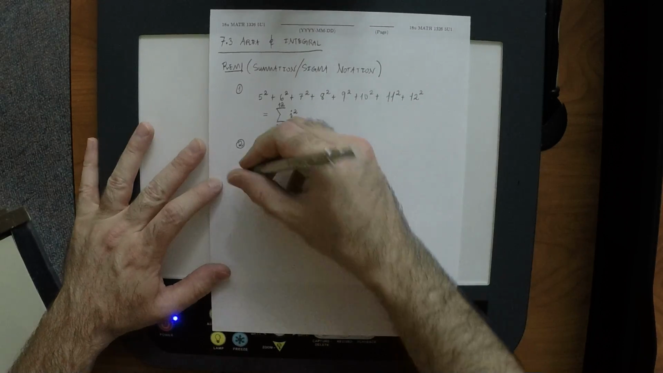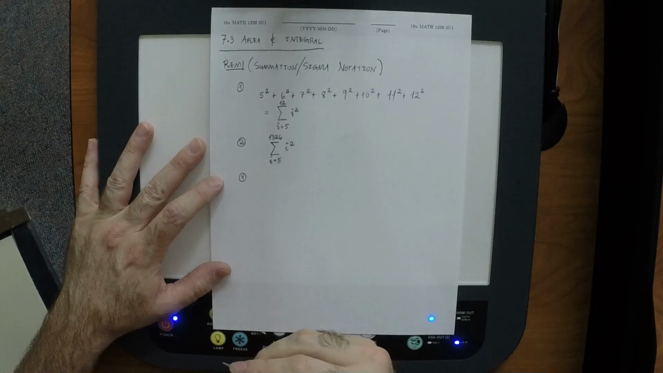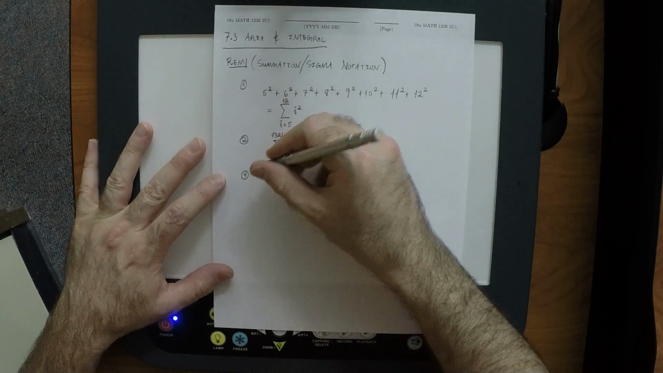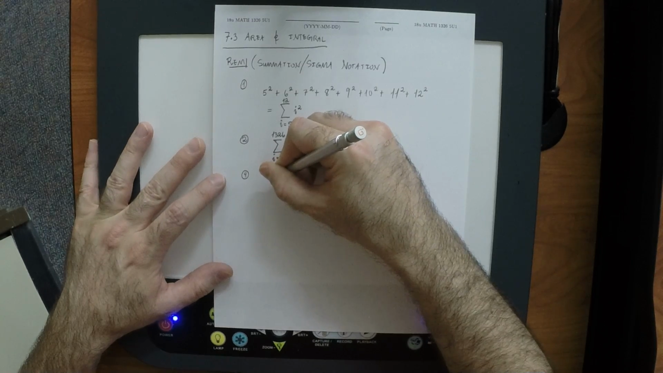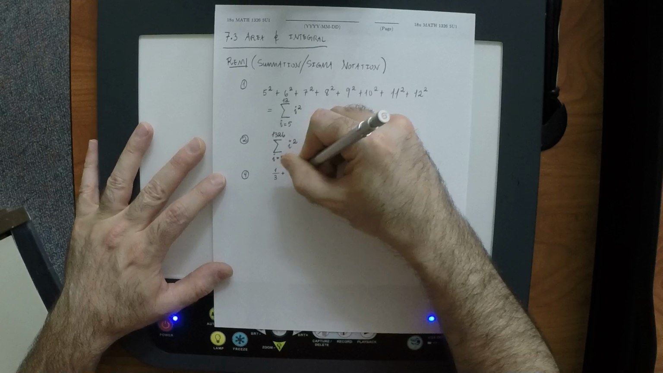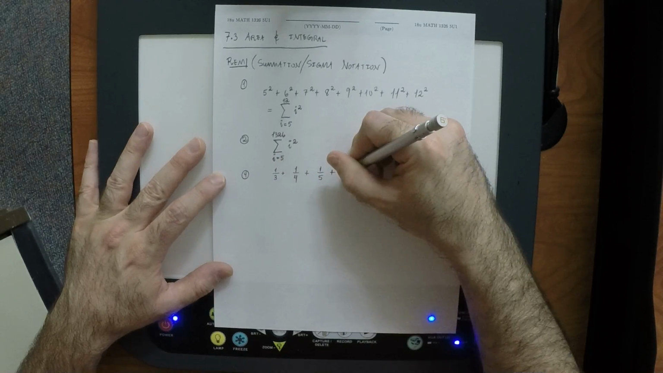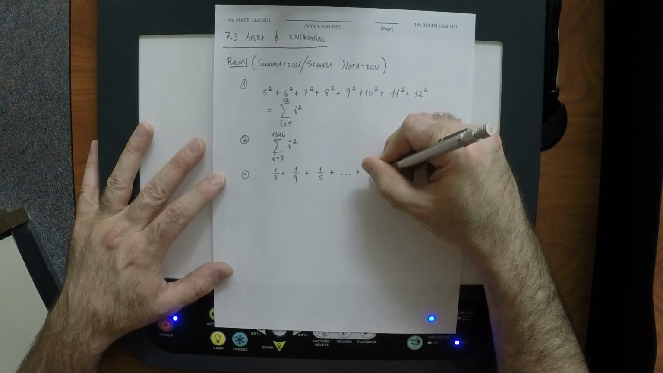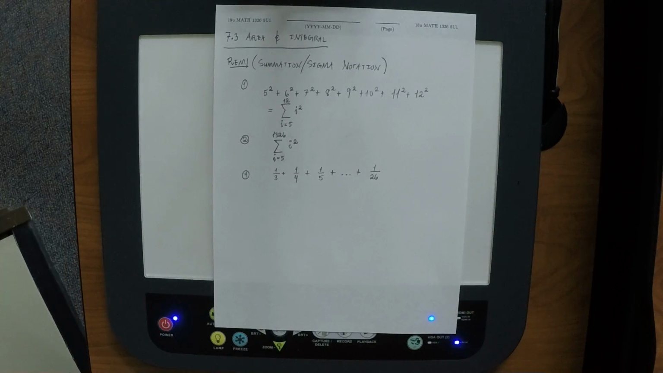Okay, fine. So then, what if I write something like this? What if I say, I don't know, something like 1 over 3 plus 1 over 4 plus 1 over 5 plus, and then we take this all the way to like, 1 over 26. Would you please write the corresponding sigma notation, please?